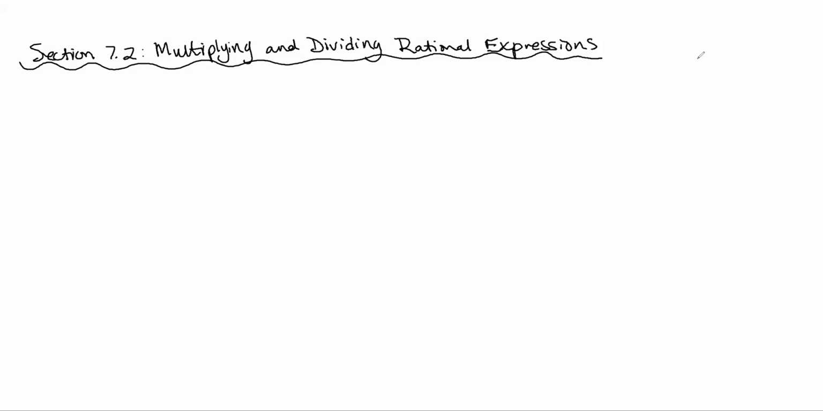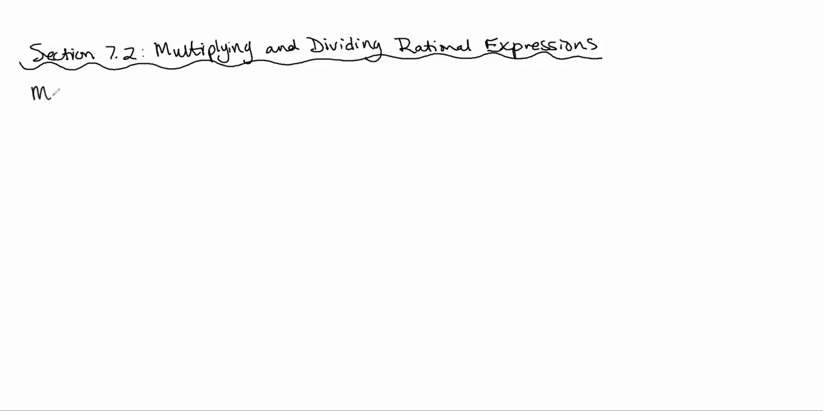Continue along with chapter 7, section 7.2. We're going to be multiplying and dividing rational expressions. So we're still going to be using the simplifying rational expressions that we saw in section 7.1. But before we simplify, we're going to be doing some multiplying and dividing. So it's just like with regular fractions.